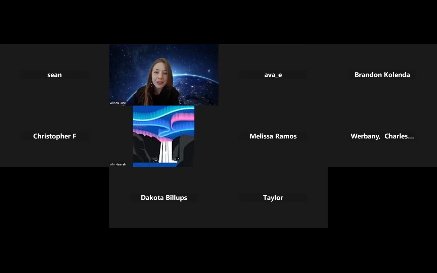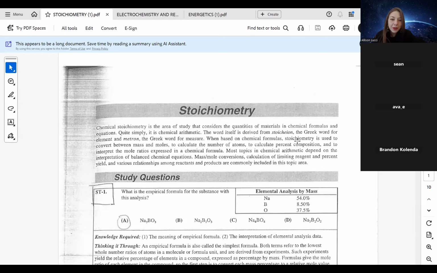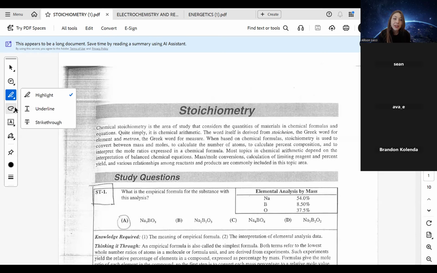So without any further delay, let me grab one of the PDFs that were uploaded here. So let's see, I have some stoichiometry questions up here. This first question is asking us to determine what's called an empirical formula. If you remember from early on in the semester, we looked at empirical formulas as the lowest ratio of each type of atom to one another.